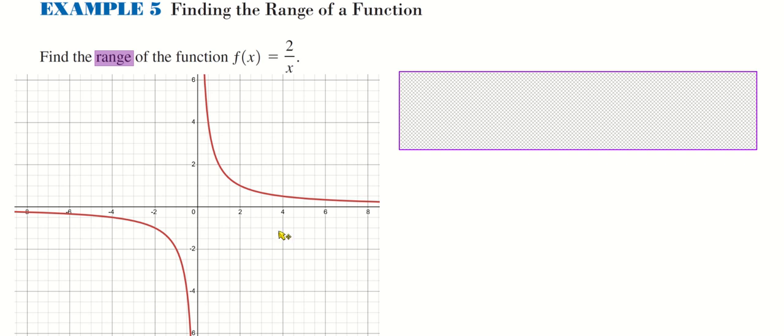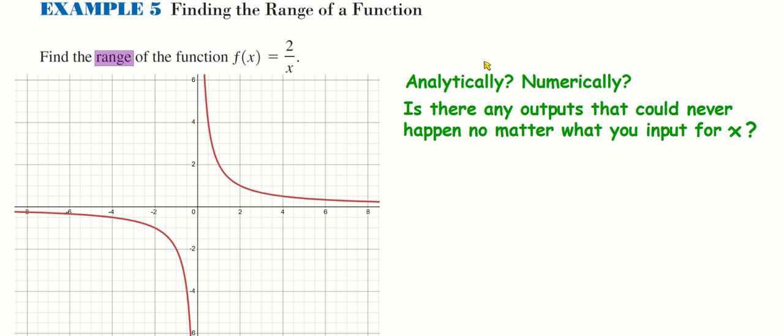So graphically, for this equation, can you tell how you could represent all the y values on this graph? Analytically, numerically, they're similar here, where you just look at this and ask, are there any outputs that could never happen no matter what you input for x? So think about that. This would be an analytical approach, just going with the equation.